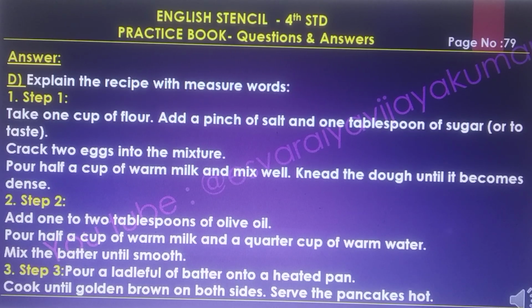Step 3. Pour a ladleful of batter onto the heated pan. Cook until golden brown on both sides. Serve the pancake hot.